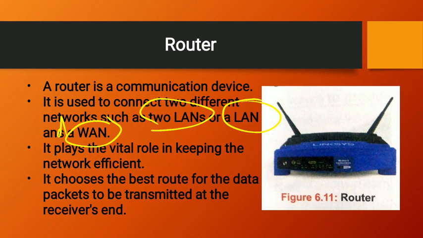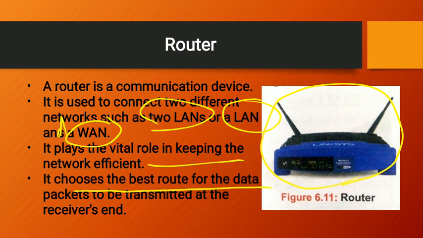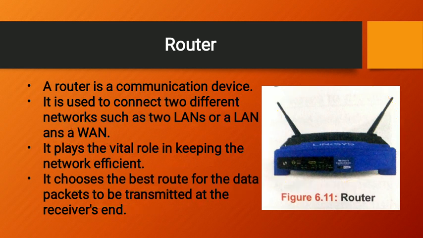It plays a vital role in keeping the network efficient. Suppose if you are not using the repeater, then you can use a router to keep your network efficient, and it can also strengthen your signal frequencies. It chooses the best route for the data packet to be transmitted to the receiver's end. So it chooses the best route to transfer your data in the form of signals to the receiver.